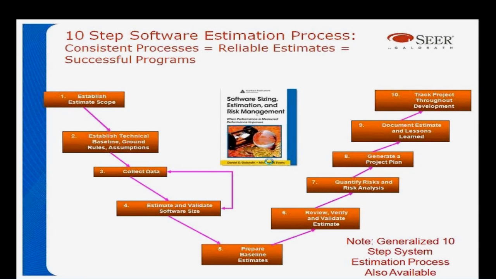Step 8 is actually generating a project plan based on the estimate that will map back to the estimate. That's an important step many people skip. Step 9, document the estimate itself and lessons learned so we have a baseline of how we got there and how we can do better in the process next time. And then step 10 is tracking the project throughout development. By following a 10-step process like this, more software projects can be successful.